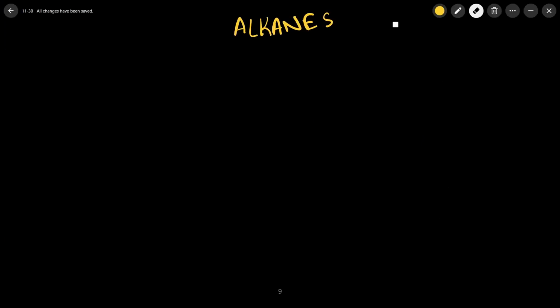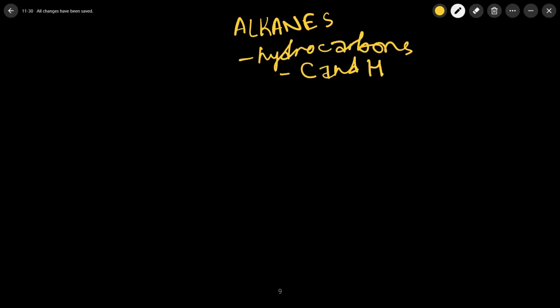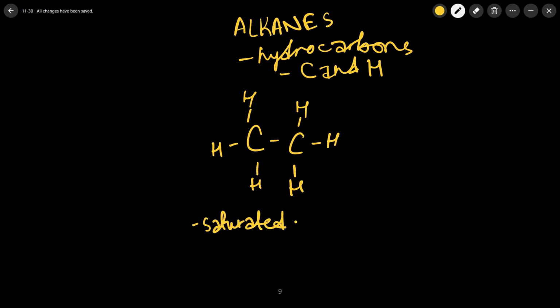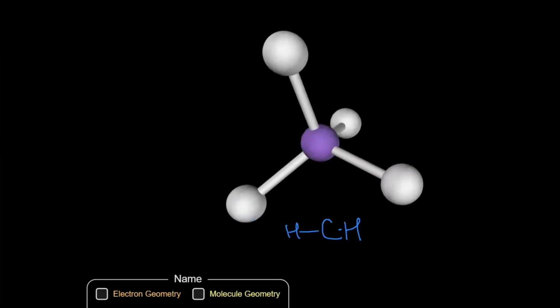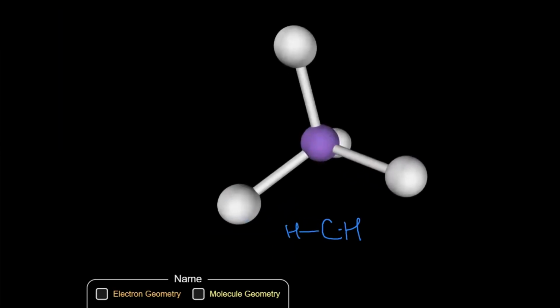So what are alkanes? Alkanes are basically hydrocarbons. Okay, so we know that the alkanes, they are like this. This is ethane. They're saturated with the maximum number of hydrogen atoms. You can't add any more hydrogen atoms to it. So the reactions they can undergo is mostly substitution reaction. And it will always have molecular geometry of 109.5 degrees, which is a tetrahedral shape.